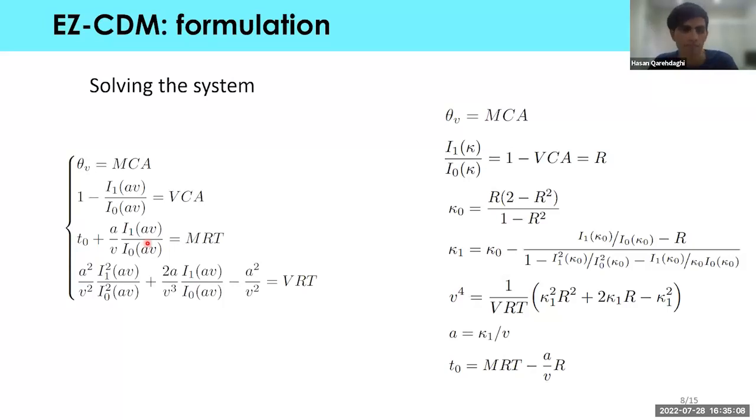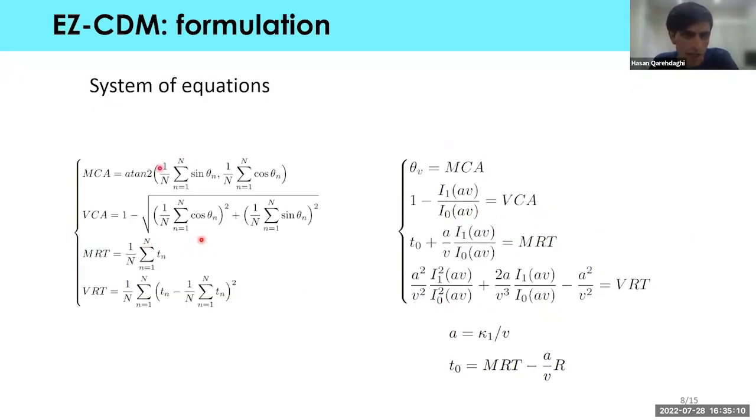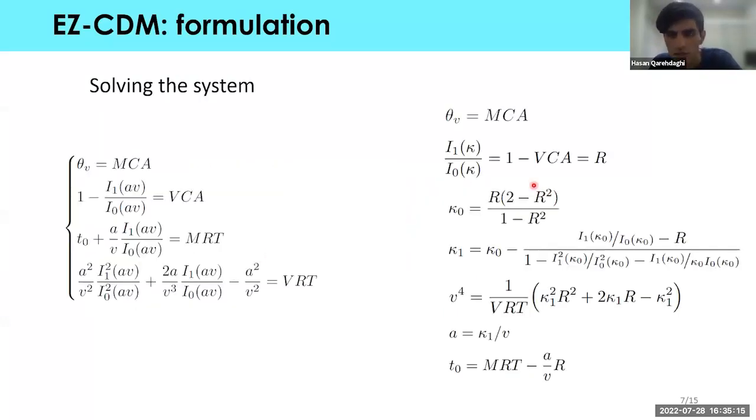So the EZ-CDM is just calculating the mean and variance of choice angle and response time data and doing these calculations here, which gives the parameter values. Now let's see how the performance of this estimation is.